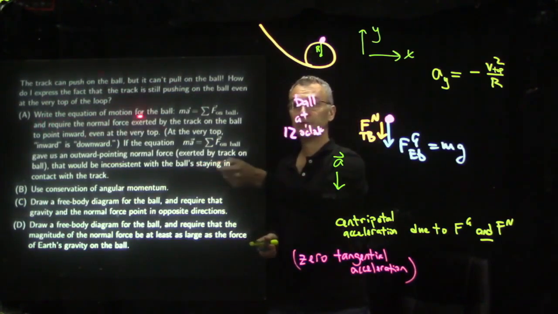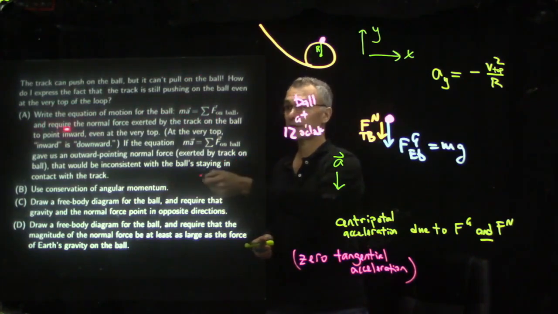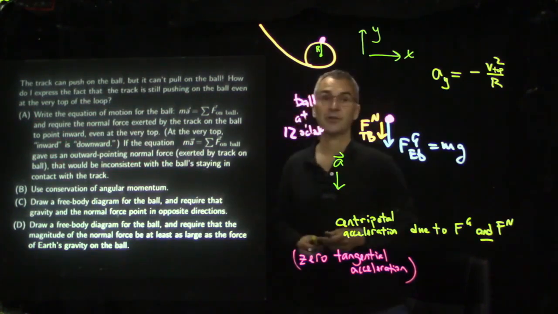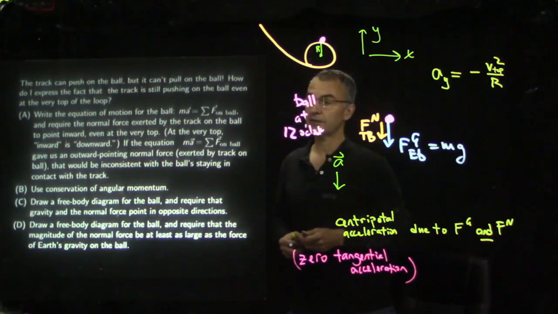I could write the equation of motion for the ball, F equals ma on the ball, and require the normal force exerted by the track on the ball to point inward, even at the very top. At the very top, inward means downward. If F equals ma on the ball gave us an outward pointing normal force exerted by the track on the ball, that would be inconsistent with the ball staying in contact with the track. I think that's right. That actually sounds pretty good to me.